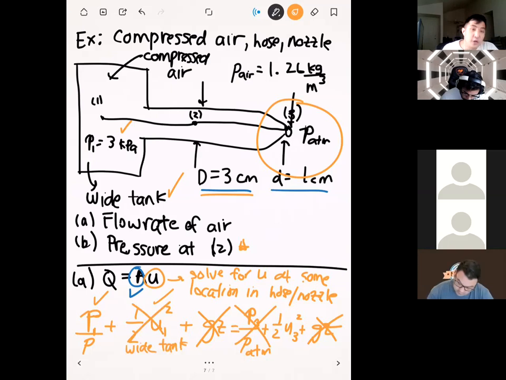And then we can also cancel the velocity at location 1, because remember that's our wide tank. All that we're left with is P1 over rho equal to 1/2 U3 squared. The only unknown in this situation is U3, because we know the pressure at point 1, we know the density, and we know what 1/2 is. So we can basically solve this for U3. Any questions on how I chose those locations and the thought process behind that?